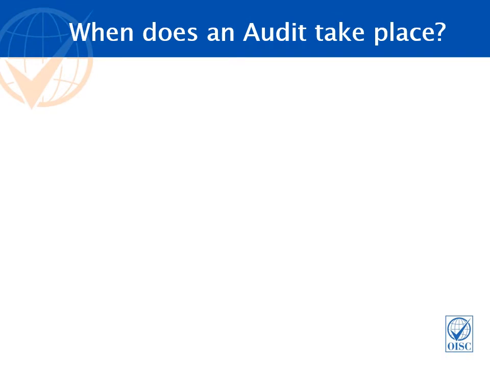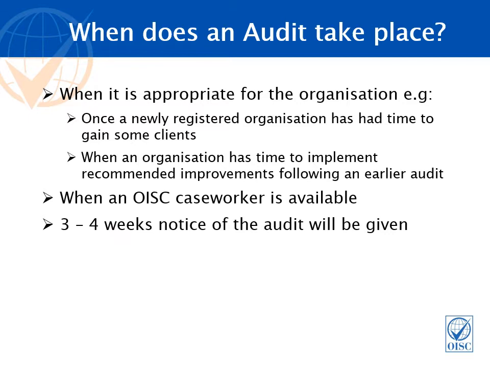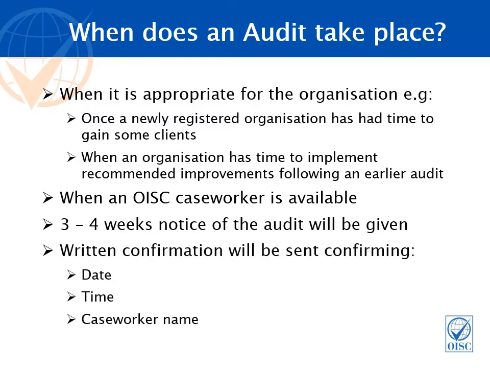When does an audit take place? An audit takes place when the OISC deems it appropriate for the organisation and when an OISC caseworker is available. If you're selected to be audited, the OISC will contact you 3 to 4 weeks prior to the planned date to confirm the arrangements and to make initial inquiries about how many open and closed cases you have. You will then receive written confirmation of the date and time, as well as the name of the caseworker or caseworkers who will attend. However, it may not be the compliance caseworker you normally speak to who undertakes the audit.